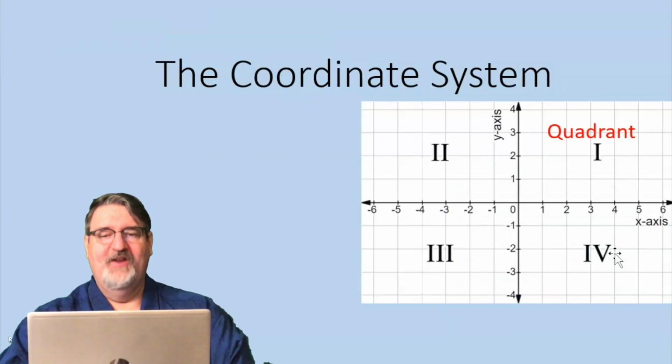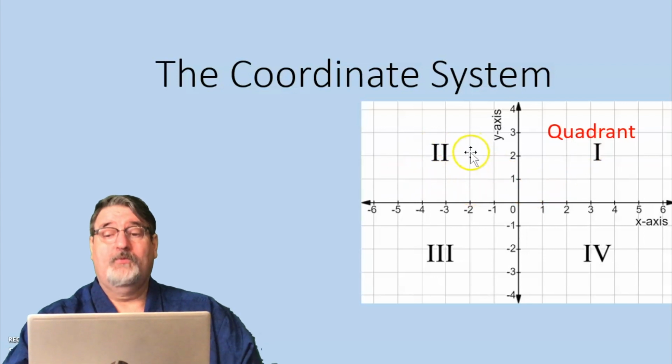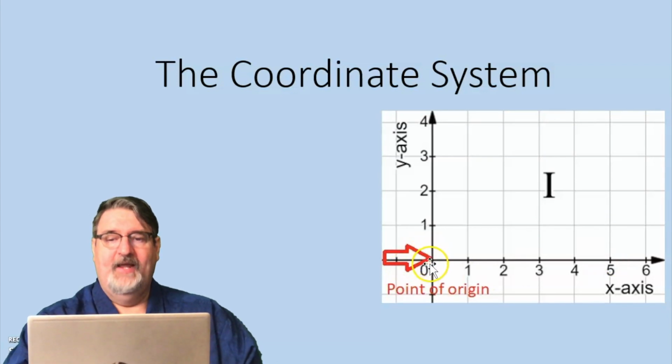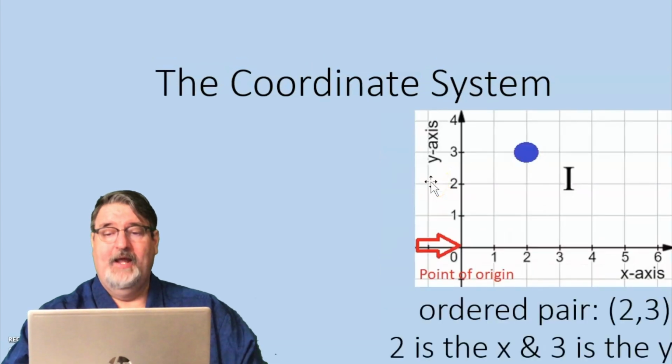All right, so we've been doing a lesson on graphing ordered pairs, and this is done on a coordinate system. Quadrant 1, this section is all positive numbers. In quadrant 2, the first number is negative and the second number is positive. In quadrant 3, both numbers are negative. And in quadrant 4, the first number is positive and then the second number is negative. And then you always start at the 0 right here, and that's the point of origin. Your first number goes along the x-axis, and then your second number goes along the y-axis.